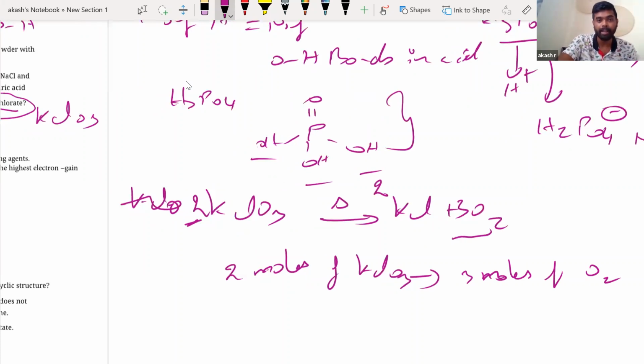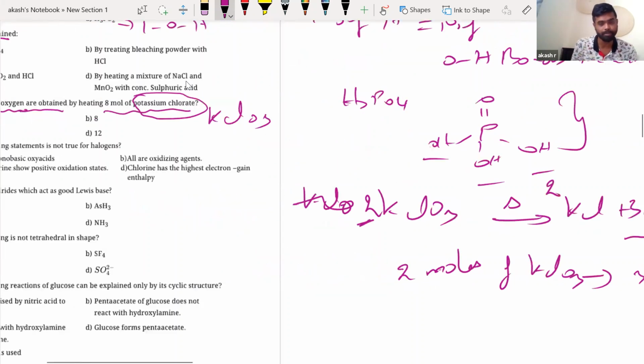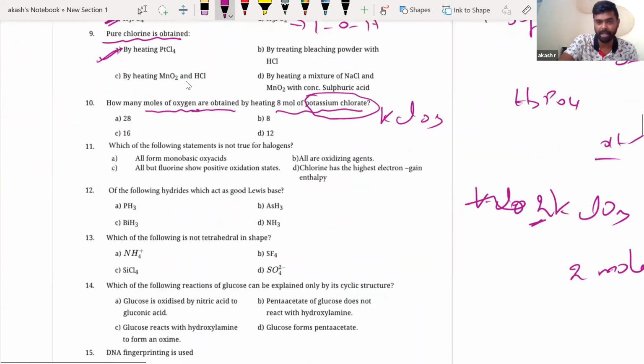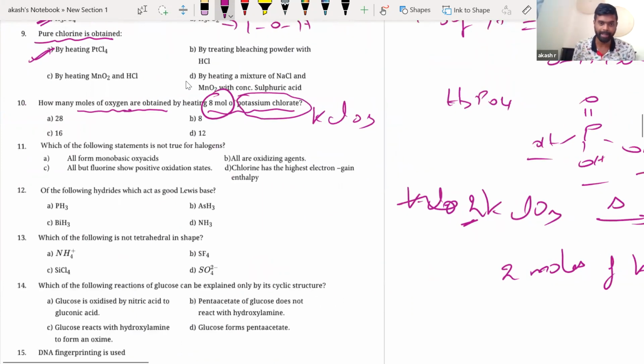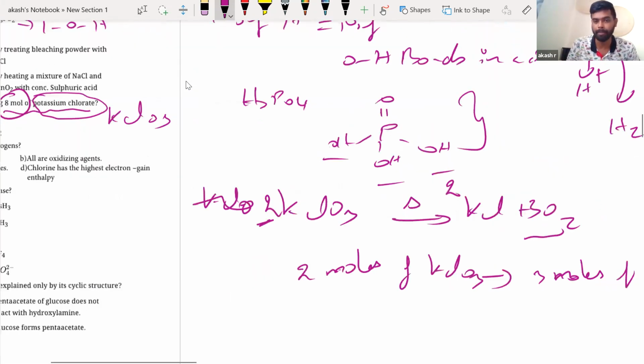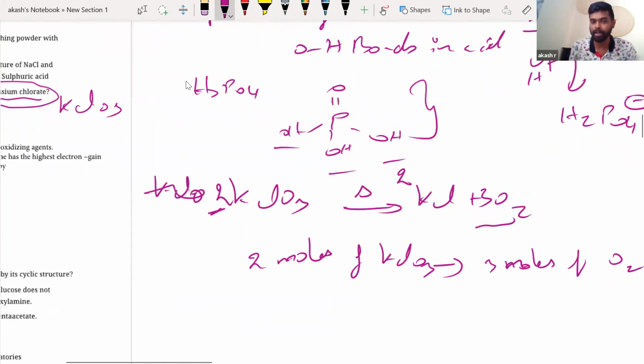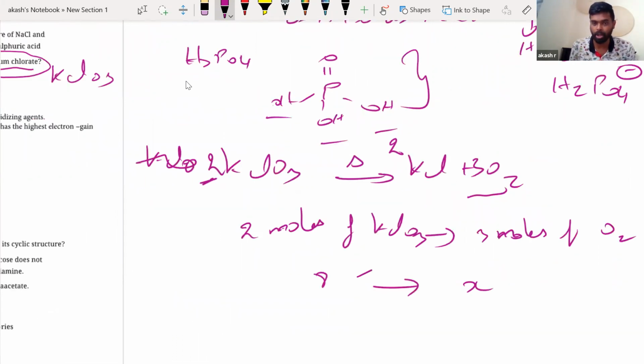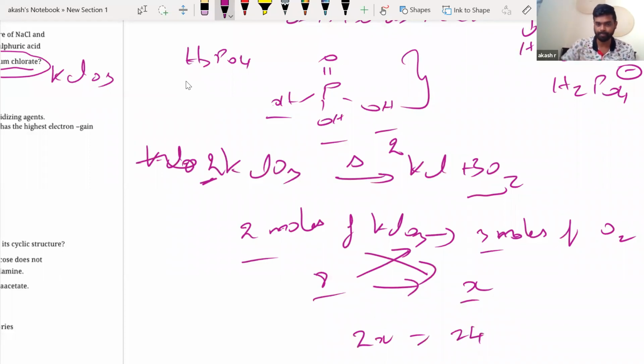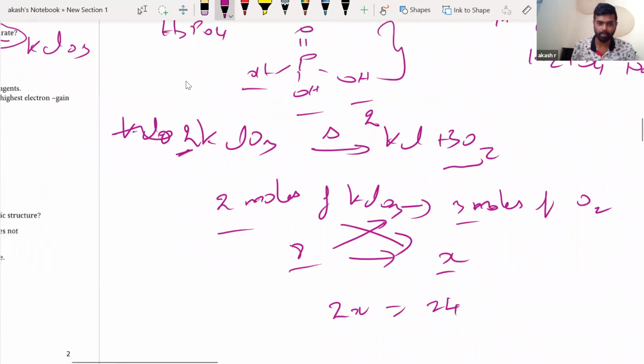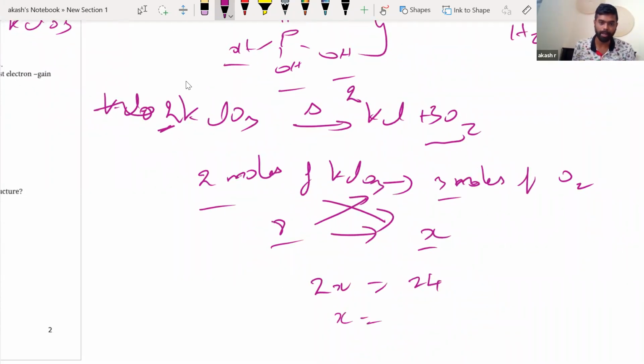Now what are they asking? If I have 8 moles of potassium chlorate, what will be the number here? I think you have learned it in 11th class, stoichiometry, cross multiply. So 2 into x is equal to 8 into 3, which is 24. So what should be the x value? X value should be 12 moles. That is the answer to this question.